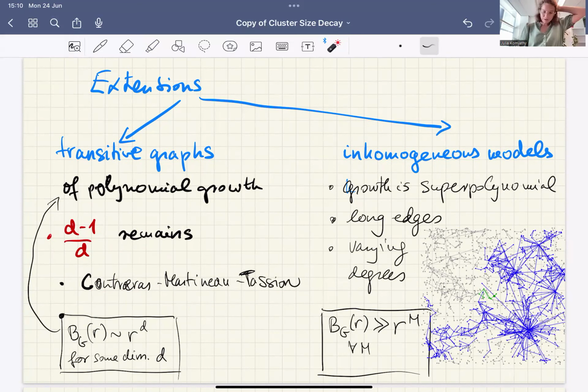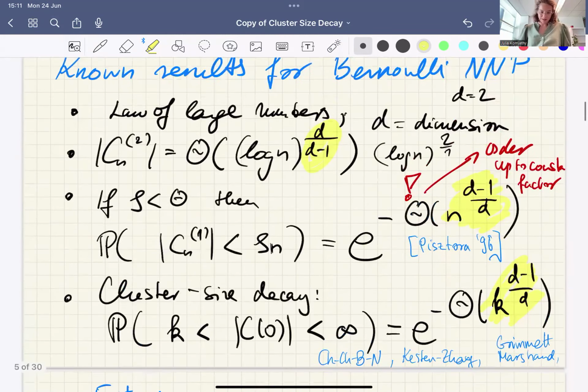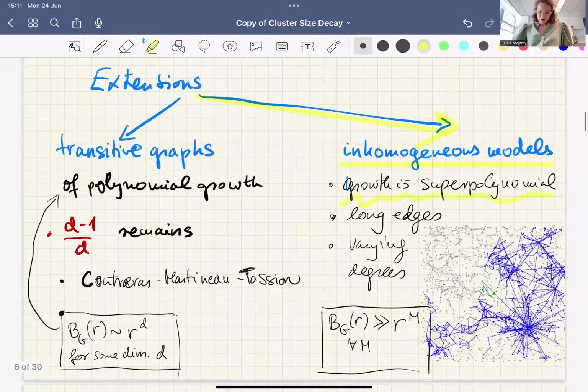There is another main direction of extension that we picked up, which is to look at inhomogeneous percolation models. I will explain in a second what I mean there. Here I'm going to drop the assumption that every edge is present with probability p. If you make the connection probabilities different, you are no longer restricted to polynomial growth, which is a key ingredient in the proofs of these results.